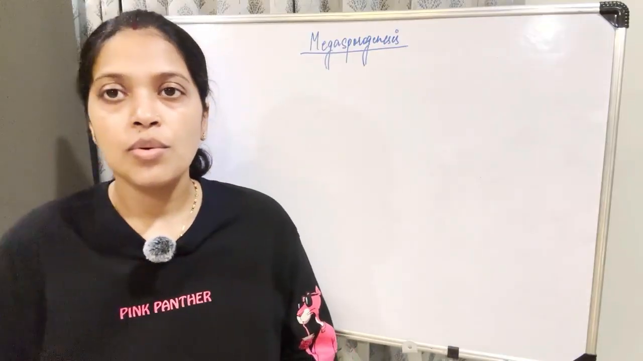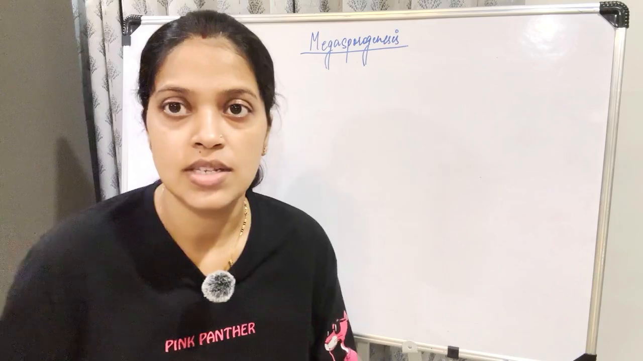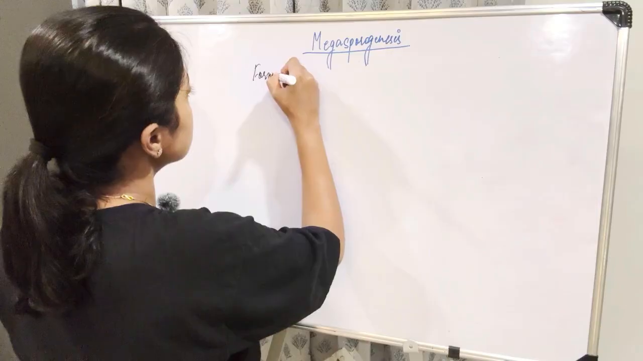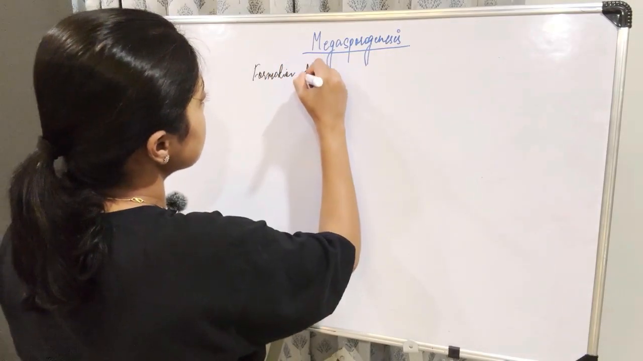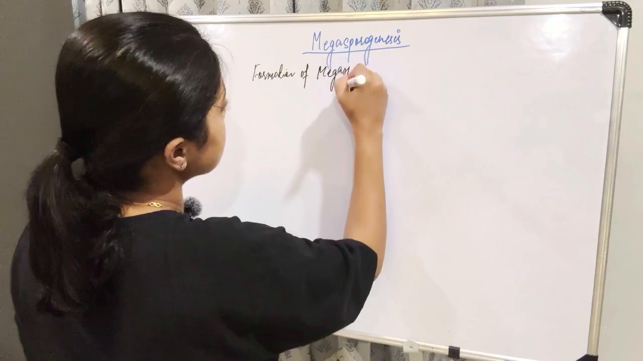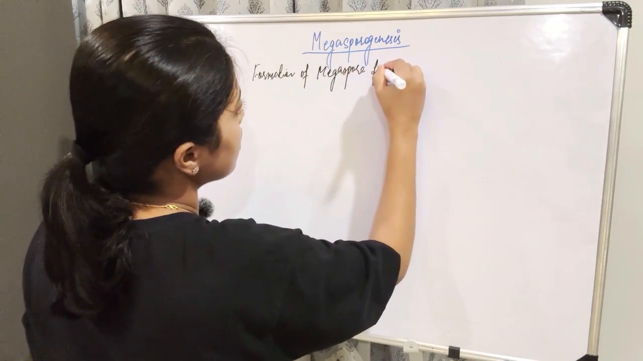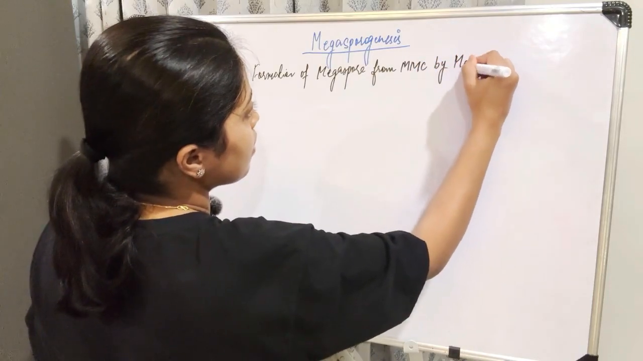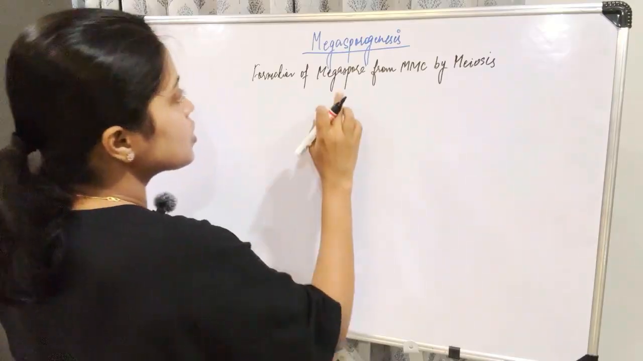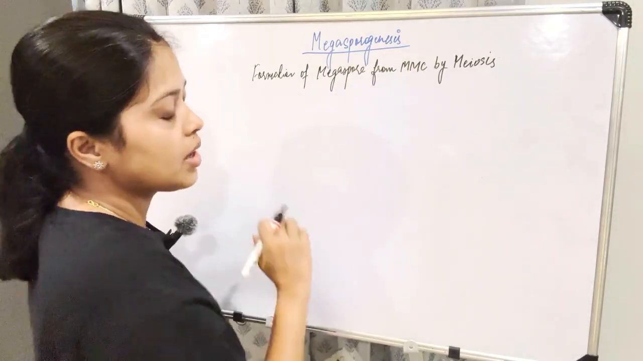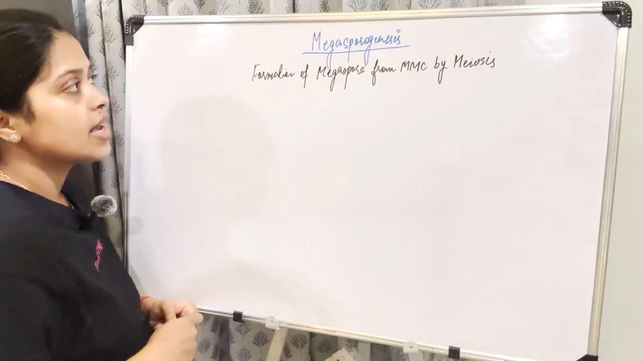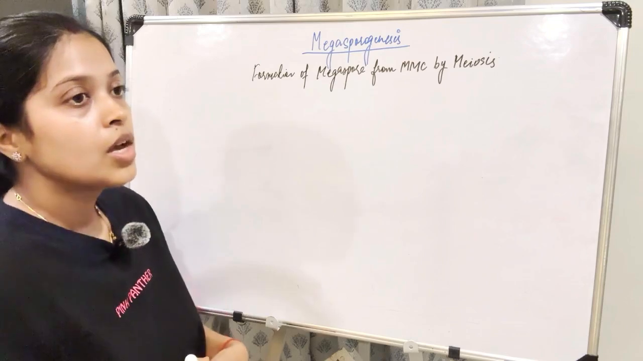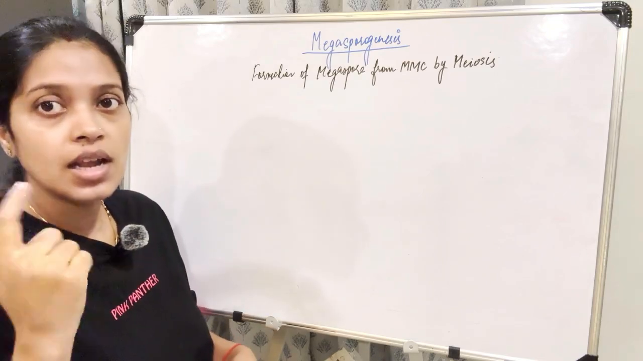Now we will talk about the process of megasporogenesis. Like I said, megasporogenesis is the formation of megaspore from megaspore mother cell by meiosis. How is the megaspore formed from the megaspore mother cell? Like I explained in microsporogenesis, there is an archesporial cell involved. Again here also an archesporial cell is a hypodermal cell.